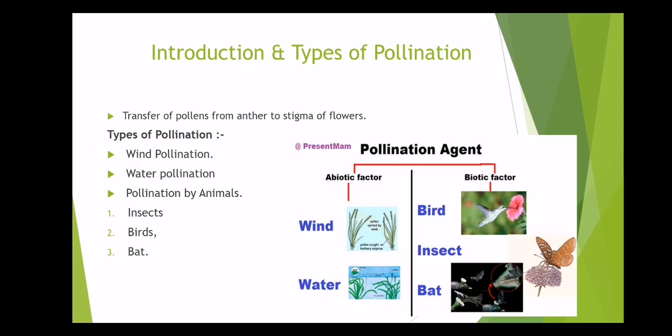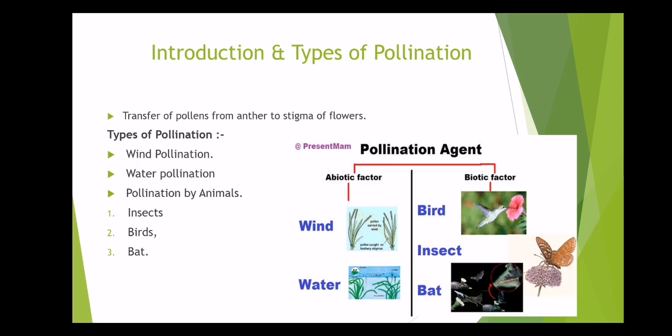As you have previously studied pollination, I will repeat some of the points. Pollination is basically the transfer of pollen from the anther to the stigma of a flower. I repeat, the transfer of pollen from the anther to the stigma of a flower. Anther is the male reproductive part of the plant and stigma is the female reproductive part of the plant.